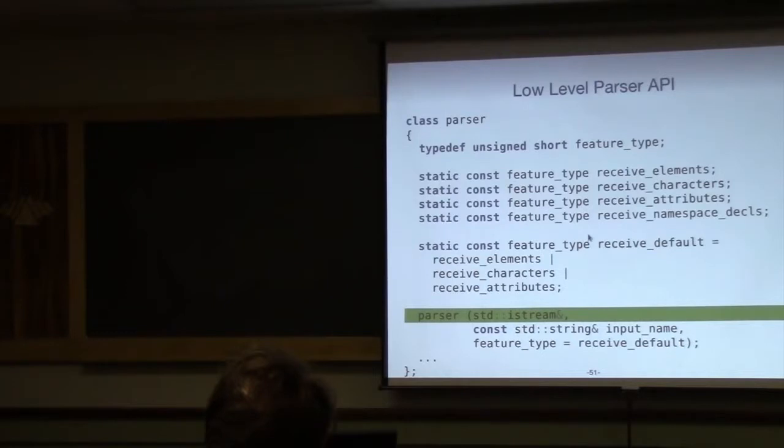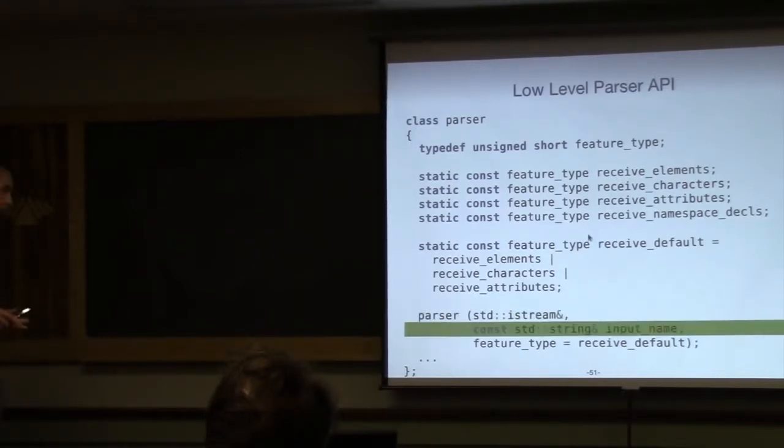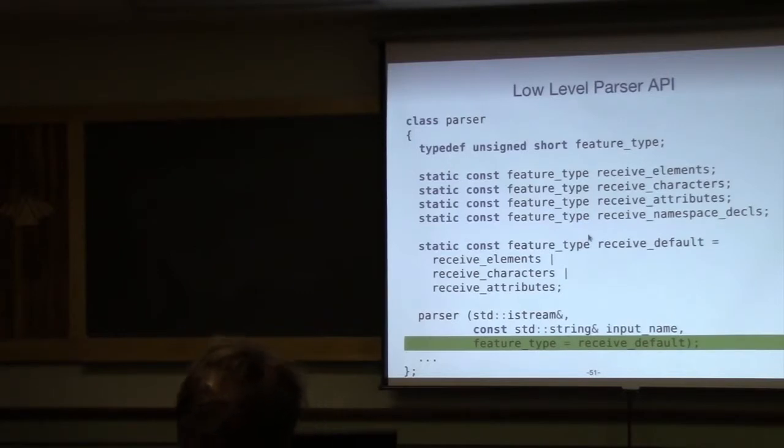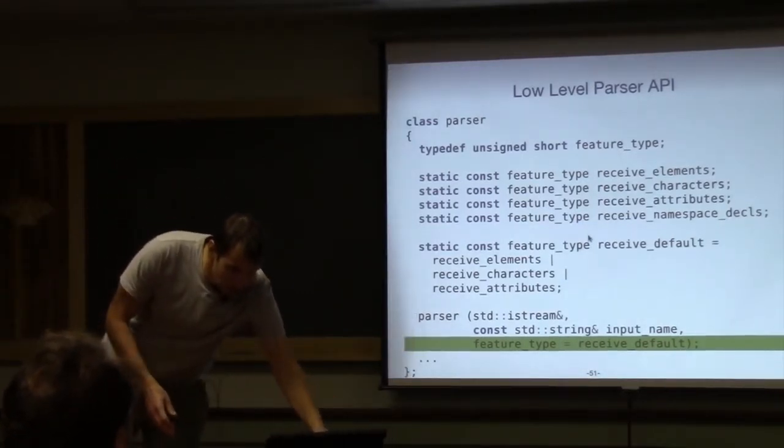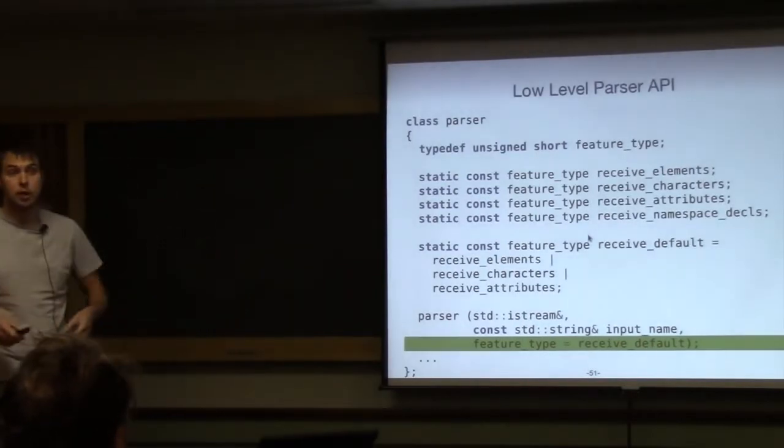Okay, so we have the constructor for the parser. The first argument is the stream that we are parsing. The second argument is the name of the document that is used in diagnostics. And the last argument is the list of features, the parsing events that we want the parser to report to us.